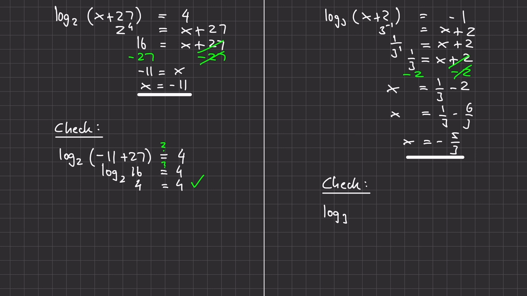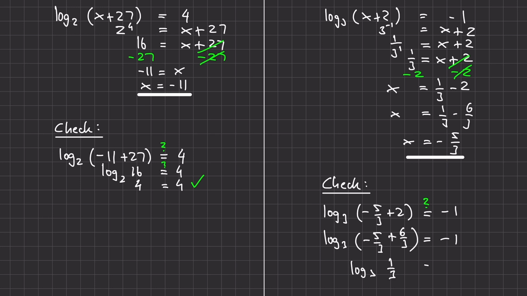Log base 3 of negative 5/3 plus 2 equals negative 1. We can write the 2 as 6/3. And 6/3 minus 5/3 is 1/3. Three raised to the power of negative 1 equals 1/3. So negative 5/3 is in the solution set.